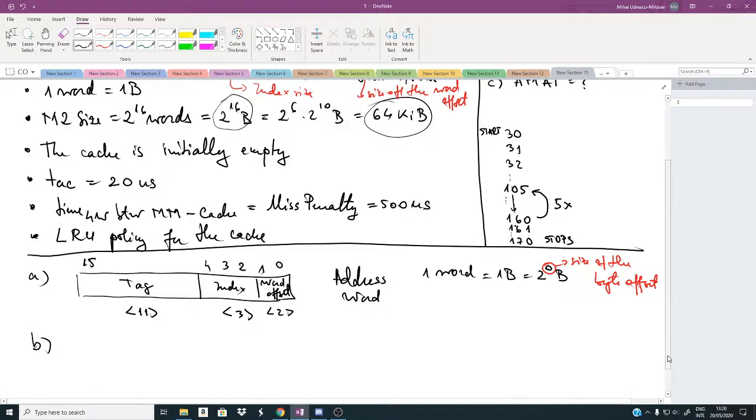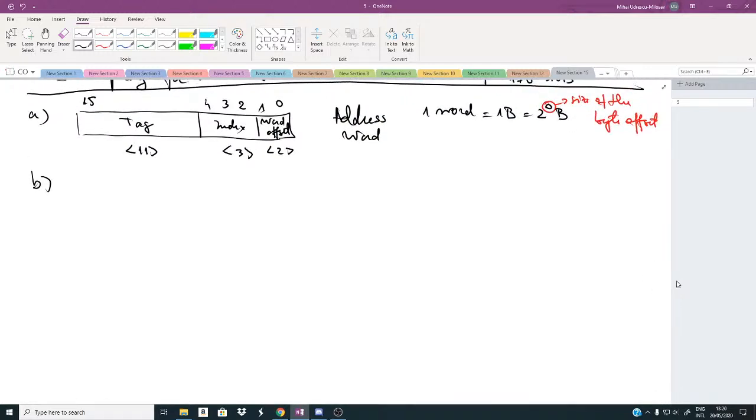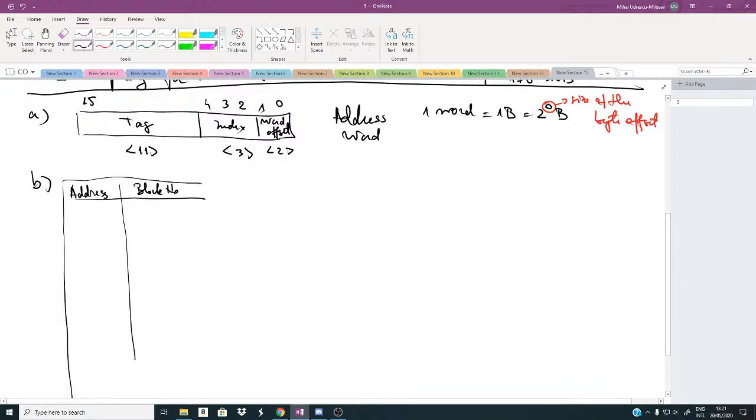Now for point B, maybe you will find this annoying or boring at first, but let's do this. So I have an address, and block number. Okay, and this is the main memory, M2, if you wish.